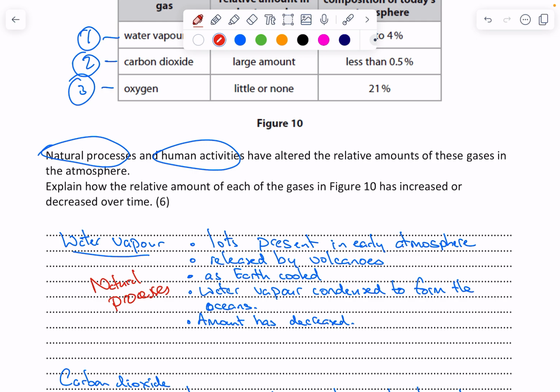So water vapor, at the very beginning, there was lots of it present. It was released by volcanic eruptions, and then as the earth has cooled, the water vapor condensed and it formed the oceans, and therefore the amount of water vapor over time is decreasing.